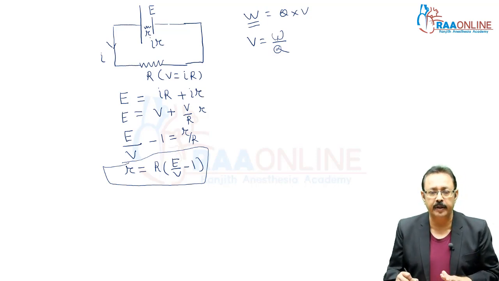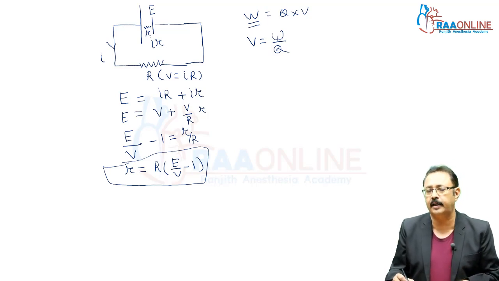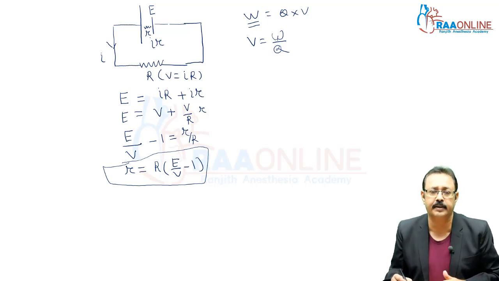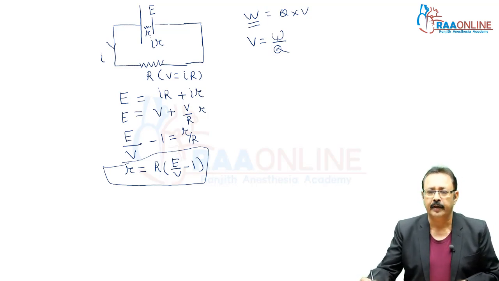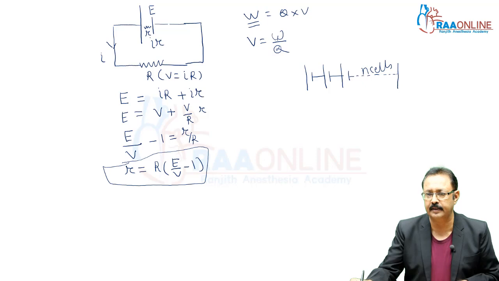Many times we are getting numericals directly on this formula. But if we have more than one cell, how do we connect cells to get maximum current? Now we will discuss that point. It means we have so many cells with us. We can connect the cells in two ways. If we are connecting like this, end to end, it means series combination of cells. Suppose I have n cells.